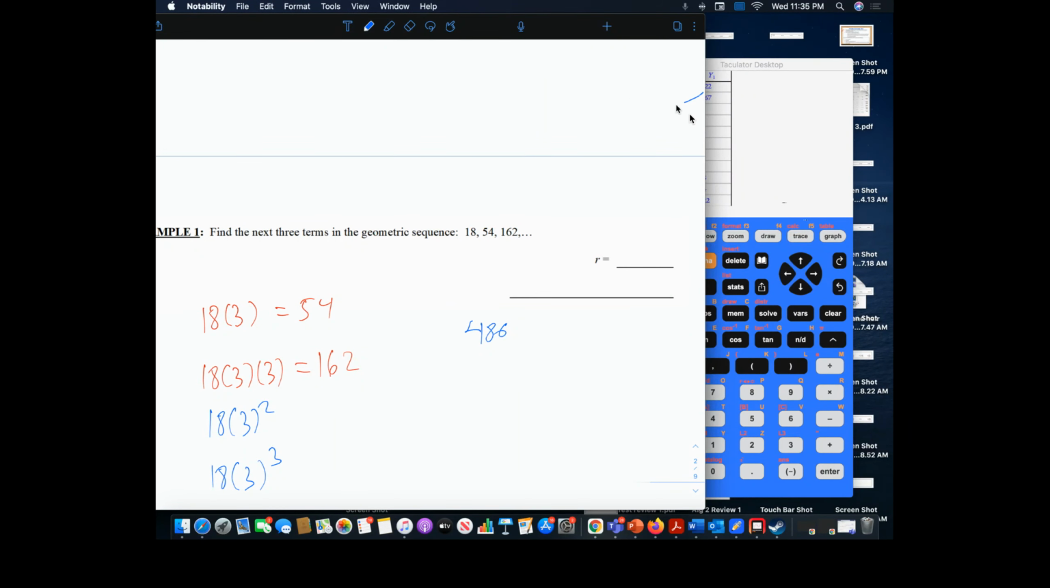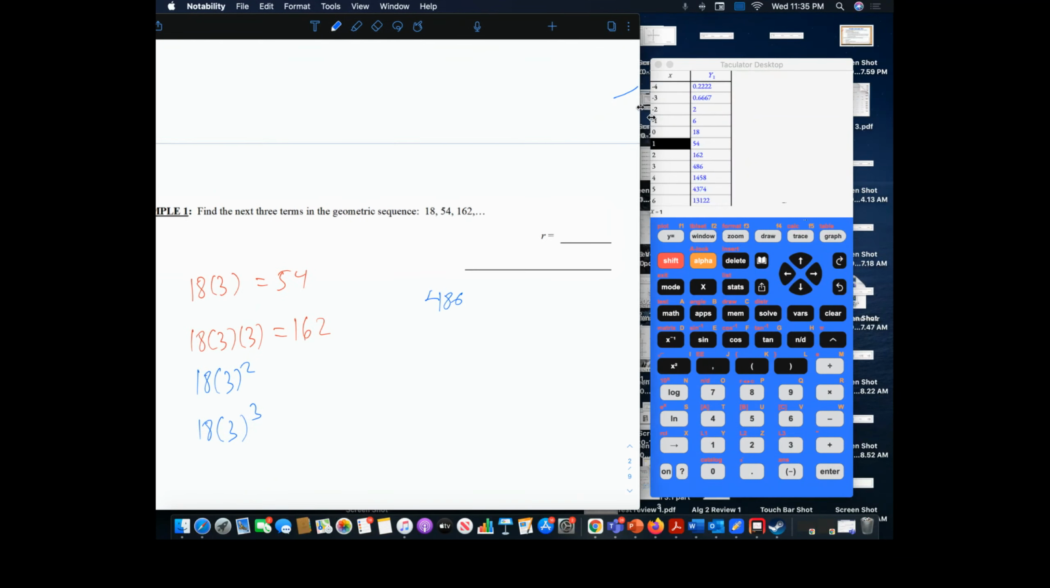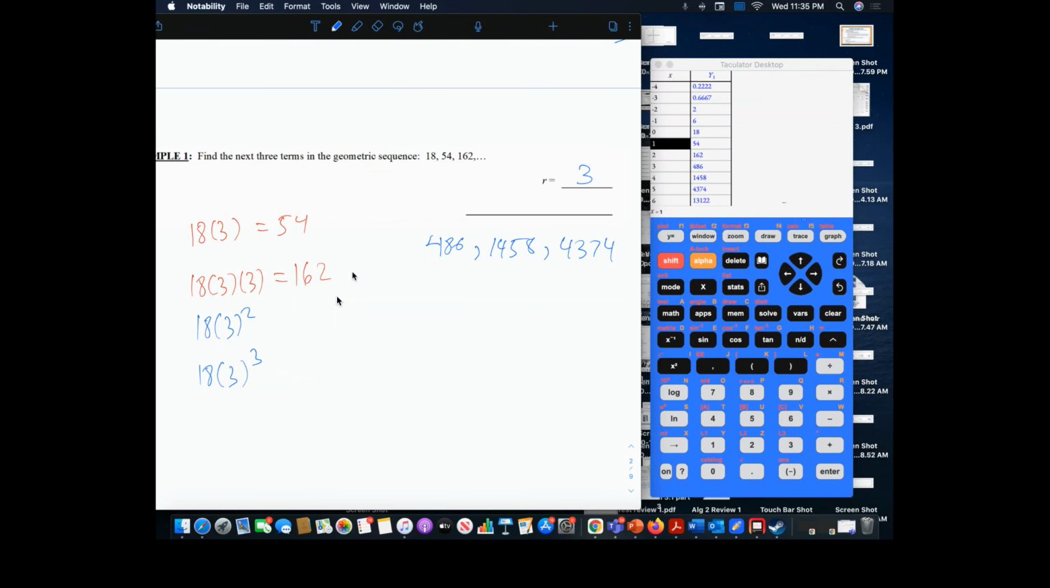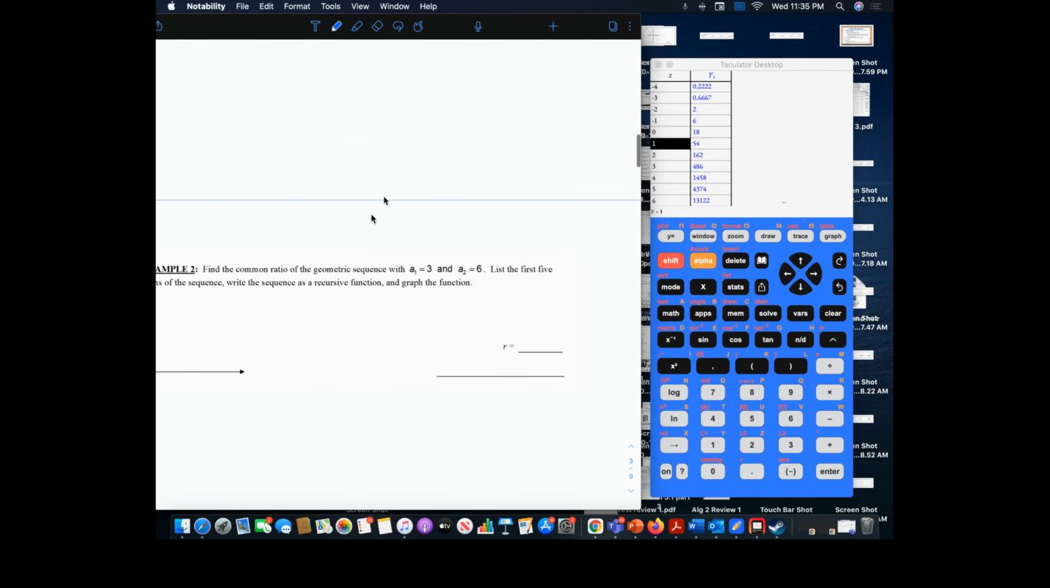And then times another 3 will give me 1458, and times another 3 is 4374. If you don't believe me, you can just keep multiplying by 3 and you'll get the same thing. So again, all we're stressing is that when you list a sequence, if you're multiplying to get to the next terms, it's geometric, and you solve accordingly.